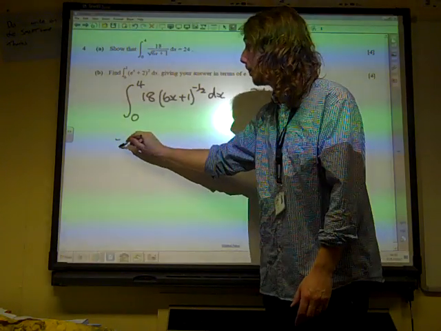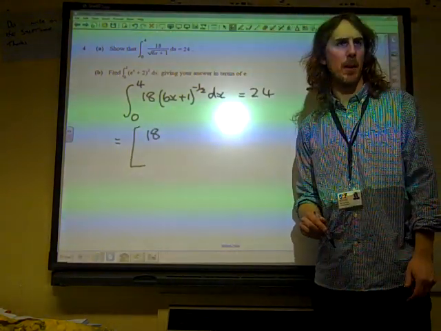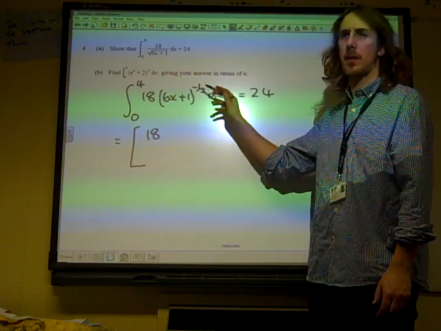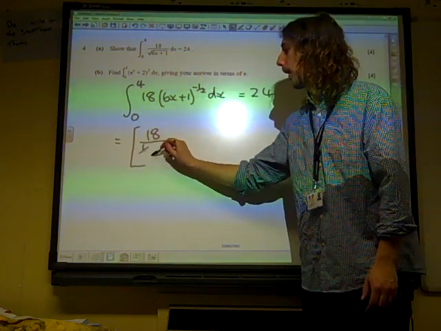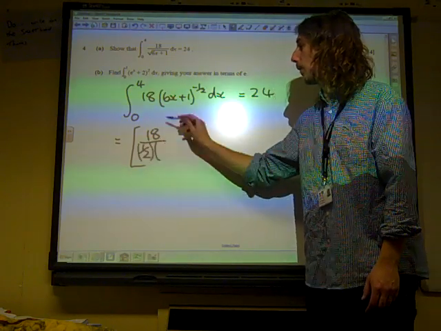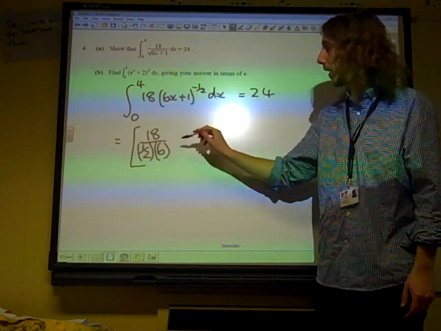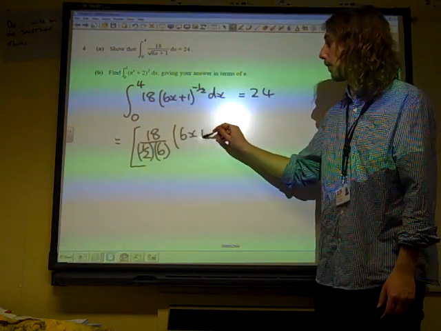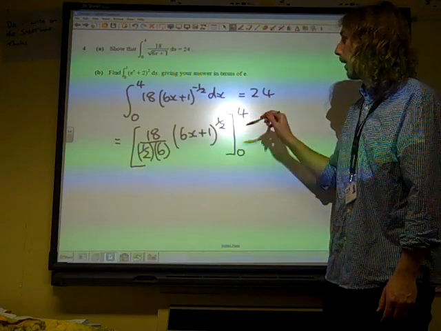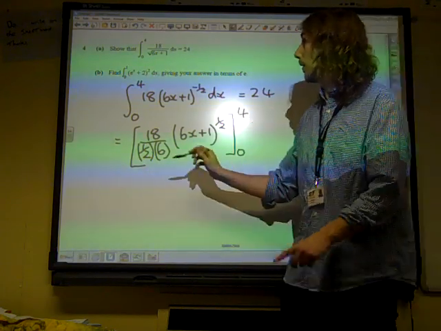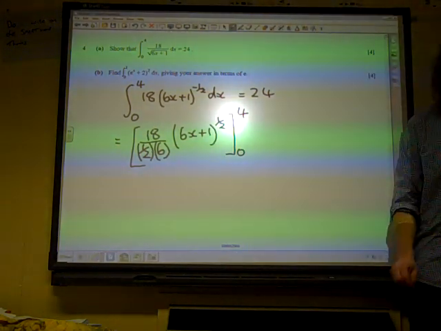So it's going to become, we're still at the 18, we're going to divide by the new power. If you add 1 to minus a half, you get a half. So we've got a half down there. We've also got the 6, that is the coefficient of x inside that bracket. And so this is 6x plus 1 to the power of a half, between 0 and 4. And remember, we've got to show it's equal to 24, so we'll keep working on that for now.